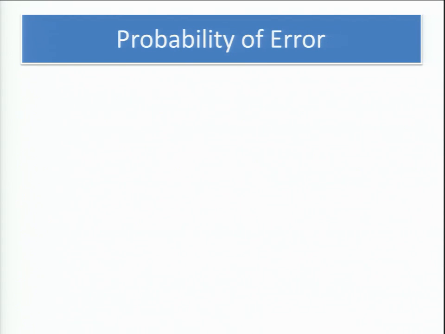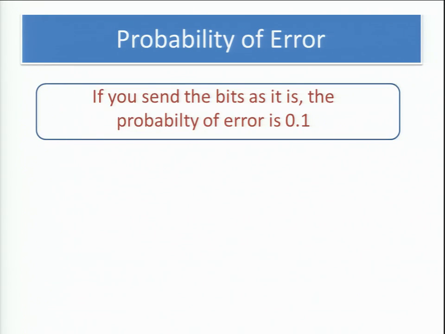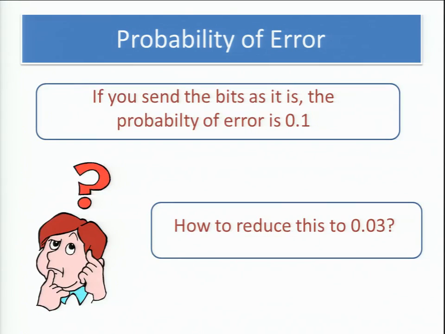Now, what is the probability of error? When you receive some message, what is the error probability? If you don't do coding, you keep sending your zeros and ones, don't do anything to them, and the probability of error at the receiver will be 0.1, because all that the channel is doing is flipping with probability 0.1. But let's say that I want to reduce it to 0.03, which is less than the crossover probability of the channel. So what do you think we should do?